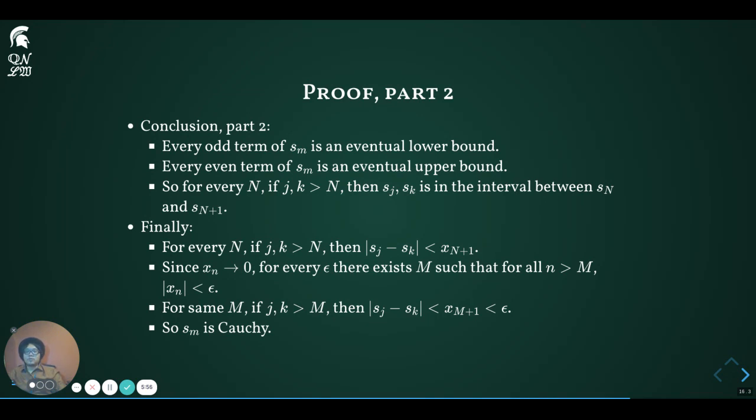Since the original sequence x goes to 0, and this is where we're using that assumption, this means that for every epsilon, there is some capital M such that all later terms are less than epsilon. Using that same M, we see that all later terms of the sequence of partial sums, not the original sequence, are also less than epsilon. And this shows that S sub m is Cauchy, and hence the sequence of partial sums converges.